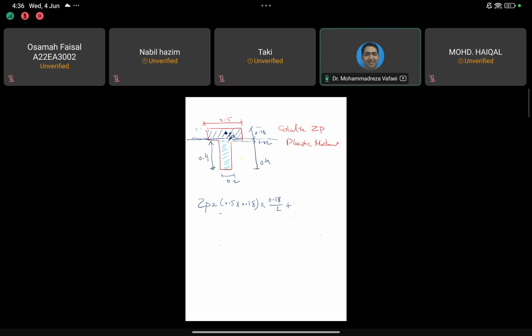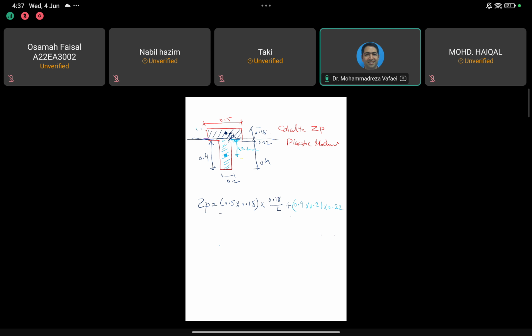So we are going to have 0.4 multiplied by 0.2, and then multiply by the distance of the centroid to the line of equal area, which is here. So here is 0.2, and then we have another 2 centimeters. So it's going to be 0.22. This is 0.2 plus 0.02. So this is the distance from the line of equal area to the centroid.